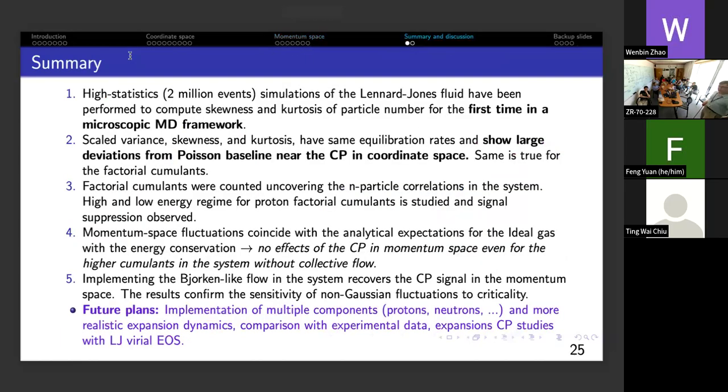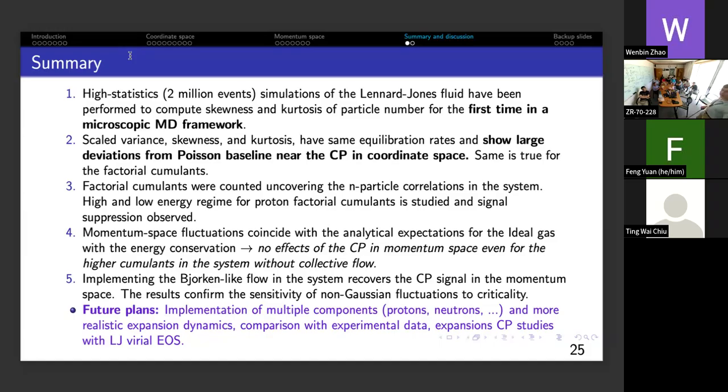To sum it up, we performed a study of our molecular dynamical system with Lennard-Jones potential and high statistics to find the factorial and standard cumulants up to the fourth order. We checked scaled variance, skewness, and kurtosis in the coordinate space, and found that they deviate very much from the ideal gas case, but in the momentum space, the interaction vanishes. We also checked the factorial cumulants, which uncover the n-particle correlations, and the high and low energy regimes for the proton factorial cumulants show different types of suppression, but both show quite a huge suppression of the critical point signal.